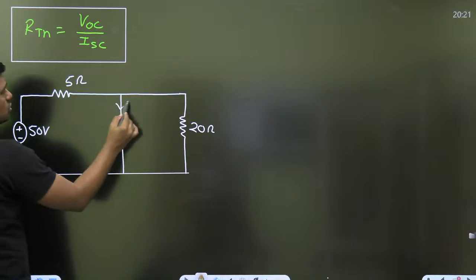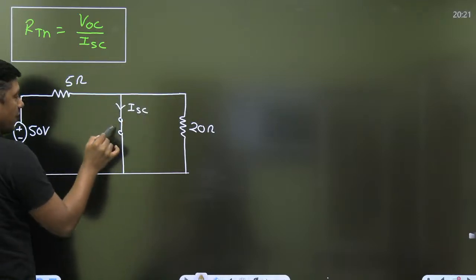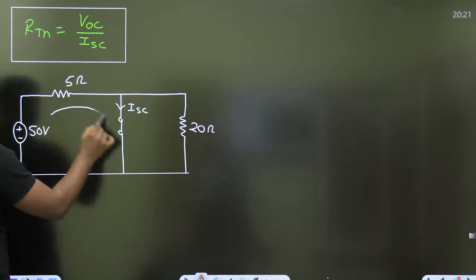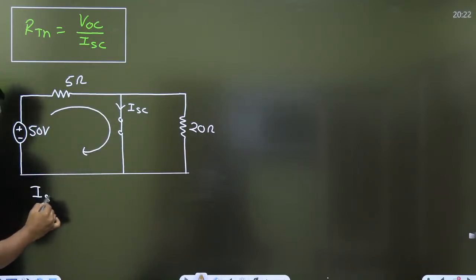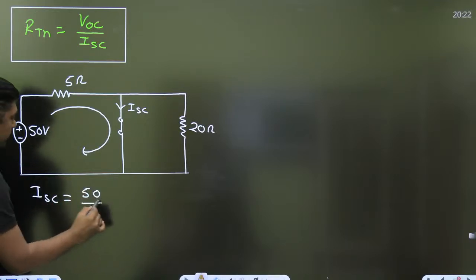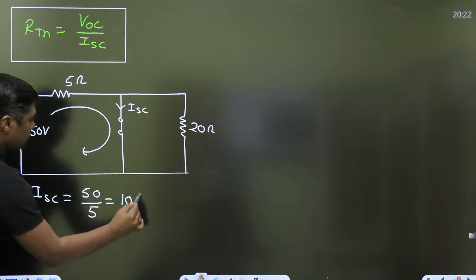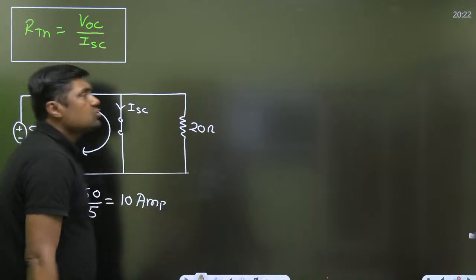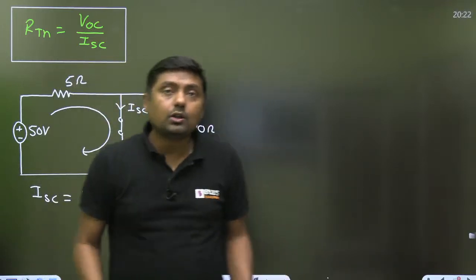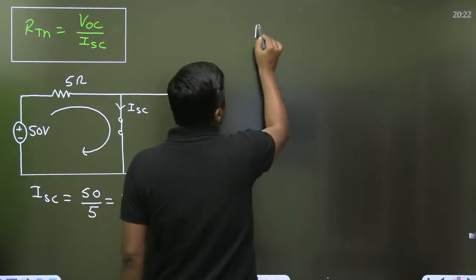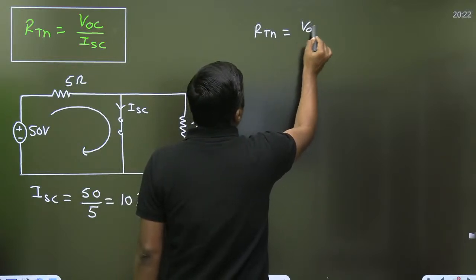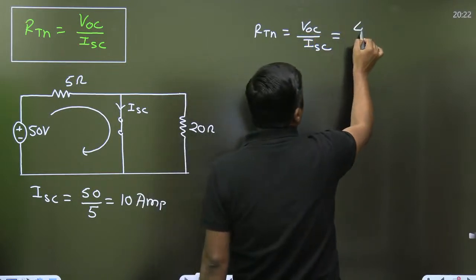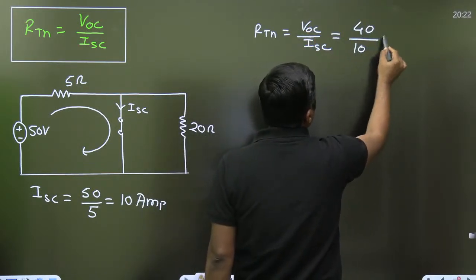When I find the short circuit current here, when it is short circuited, it will short circuit the 20 ohm resistor. Then what will be the current? Current will be only in this path. ISC will become 50 by 5, that is 10 ampere. If the short circuit current is 10 ampere, what will be the RTH? VOC upon ISC. Already we have calculated 40, current is 10, so 4 ohm.